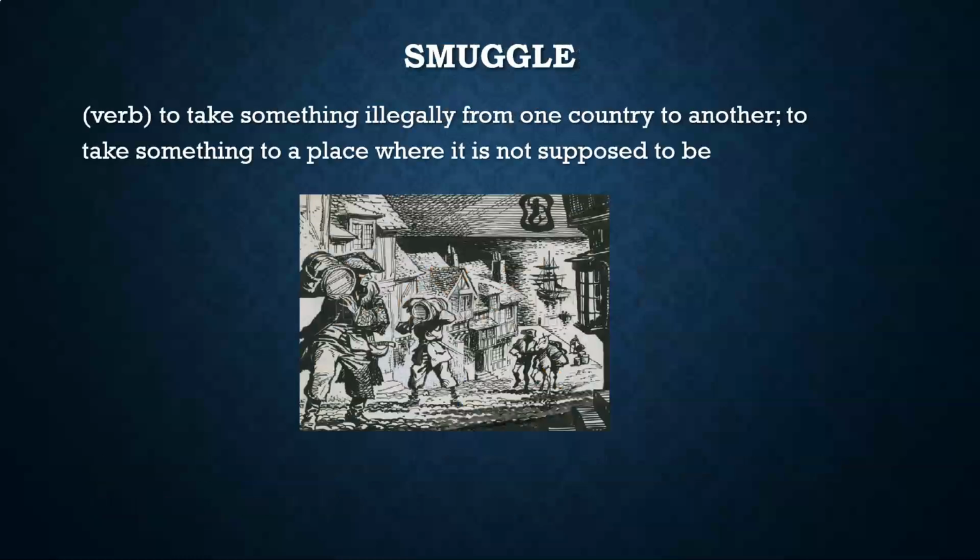This is the last word we're going to talk about. It's smuggle. This is a verb, and it means to take something illegally from one country to another, or to take something to a place where it's not supposed to be. In that case, you are smuggling something.